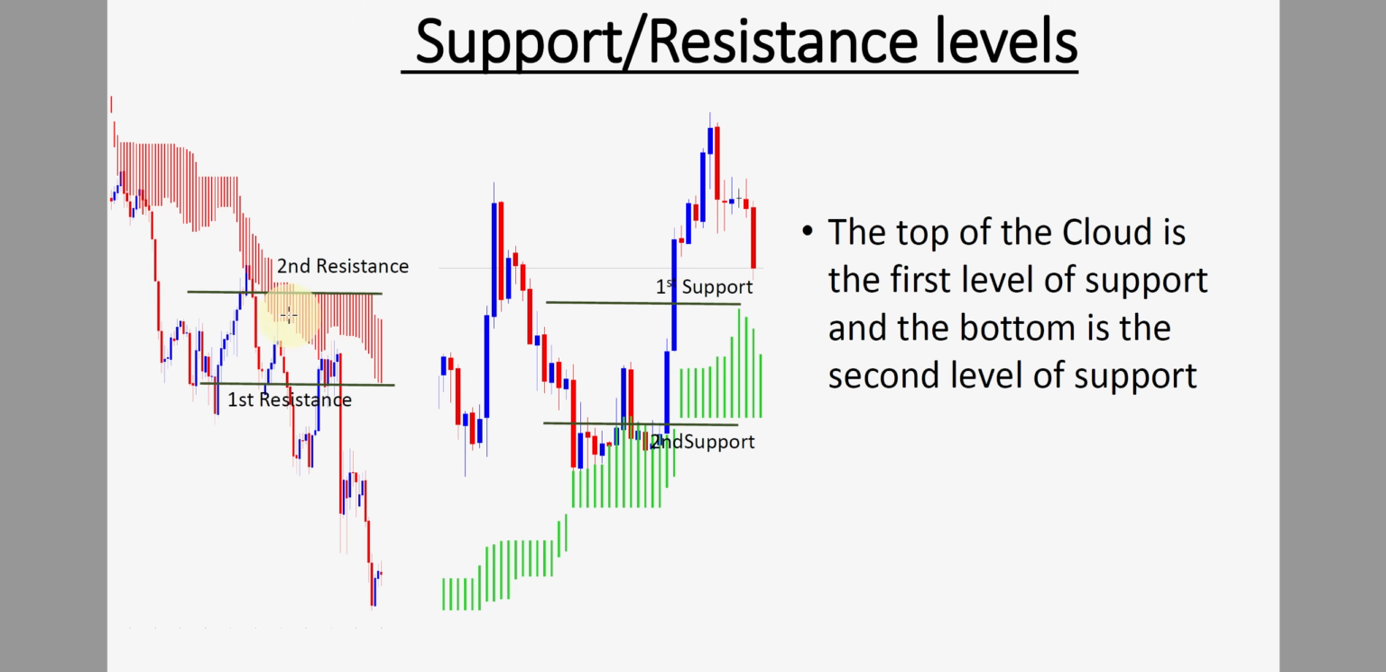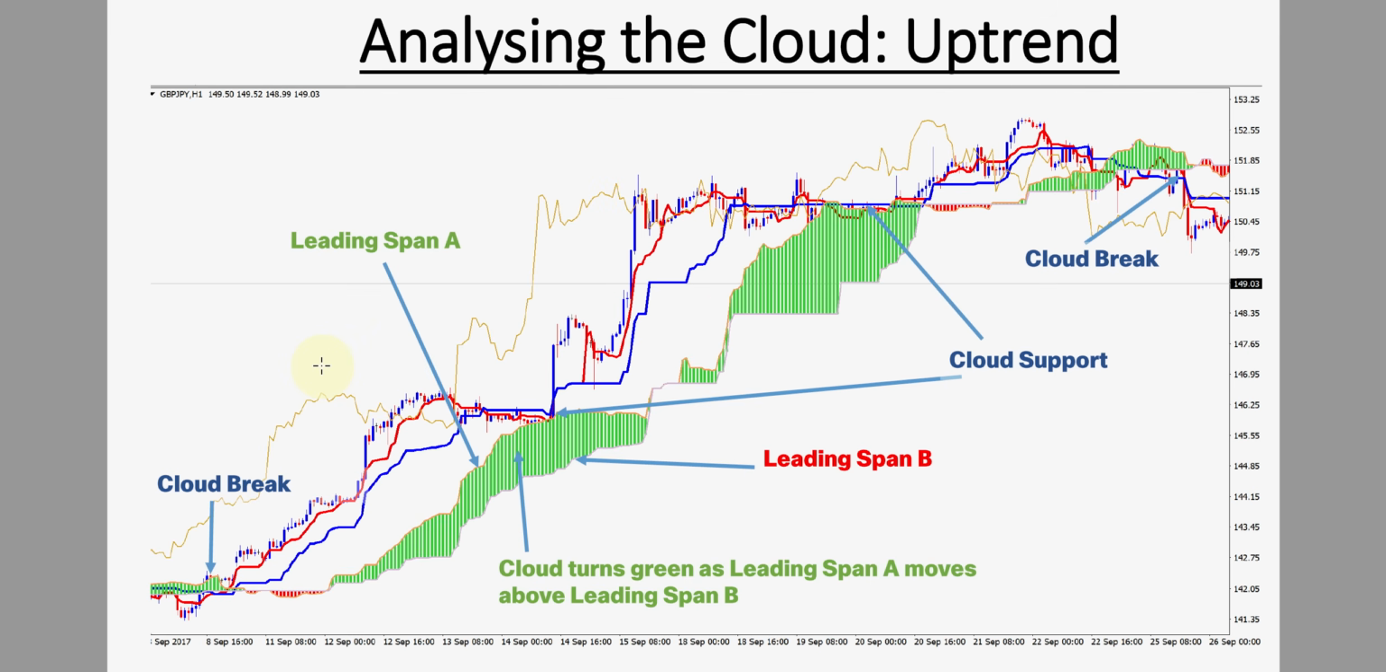In a downtrend it is the same scenario. Leading span A is now below, and leading span B is now above. So prices touch the cloud and bounce back, touch the cloud and bounce back, and this has become a resistance for this price. So how do we analyze the cloud?